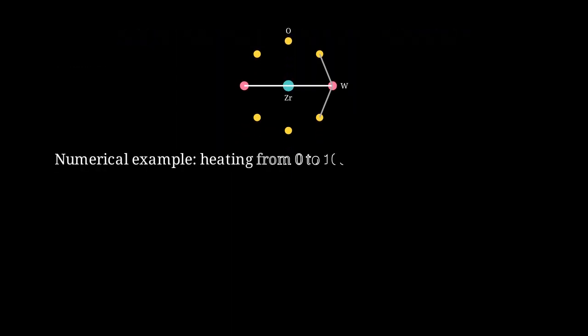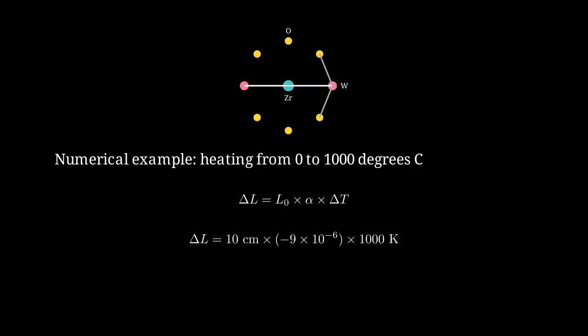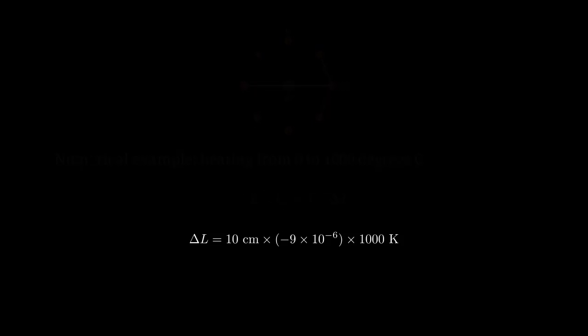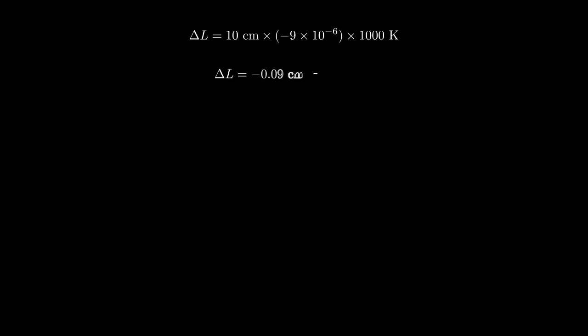Let's do a numerical calculation. If we heat a 10-centimeter sample of zirconium tungstate from 0 to 1000 degrees Celsius, how much does it shrink? The change in length equals the original length times alpha times the temperature change. Substituting our values, 10 centimeters times -9 times 10 to the -6 times 1000 Kelvin. This gives us a shrinkage of 0.09 centimeters, or about 0.9 millimeters. That's almost a millimeter of contraction.